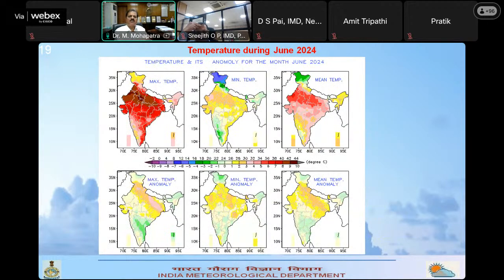Now this was the temperature during the month of June, and you will find that maximum temperature was quite high over northern parts of the country and eastern parts of the country.